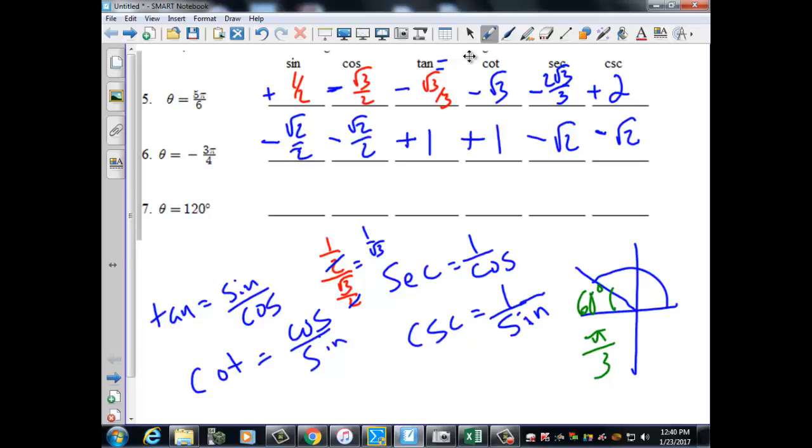So, go back. Well, let's fix the signs. Y value, positive or negative? X value? Tangent? Cotangent? Secant? Cosecant? Okay.